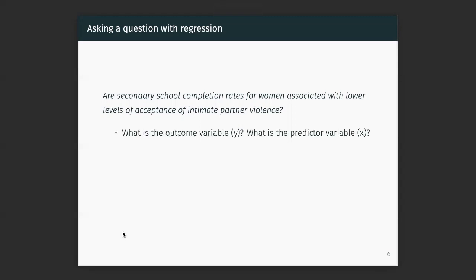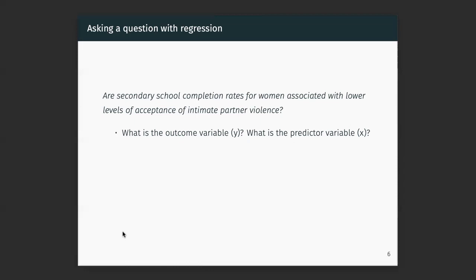The outcome variable here, the Y variable or the left-hand side, will be intimate partner violence. That's the thing we seek to model. We are modeling our acceptance of, toleration for, intimate partner violence among women. That's what we're seeking to design a mathematical system to explain. That's our outcome. We're modeling it.